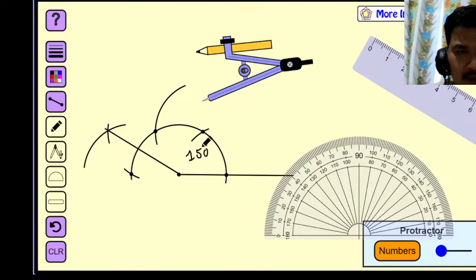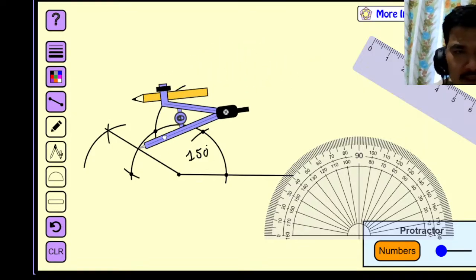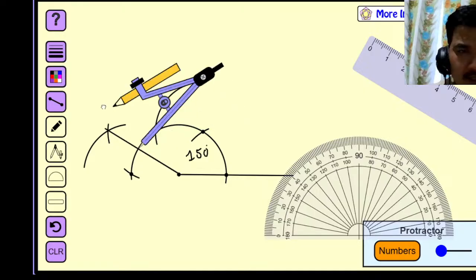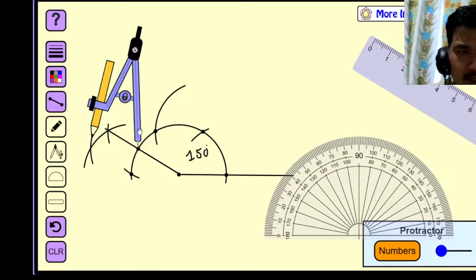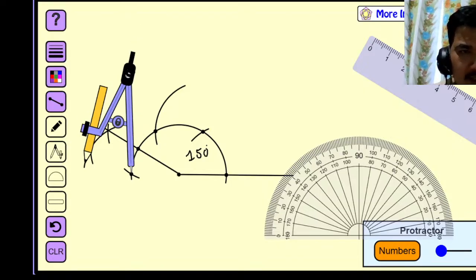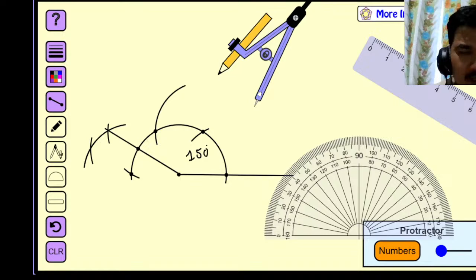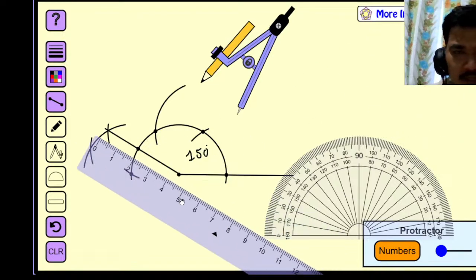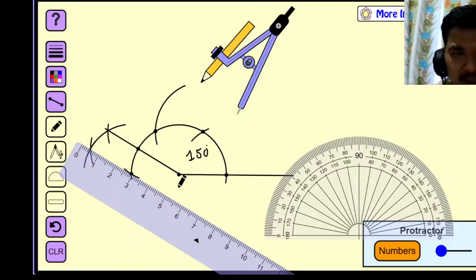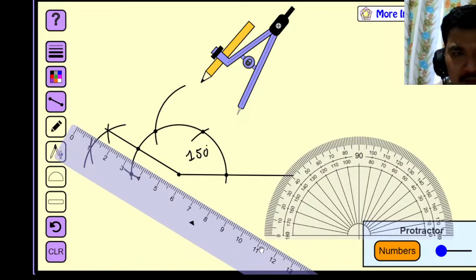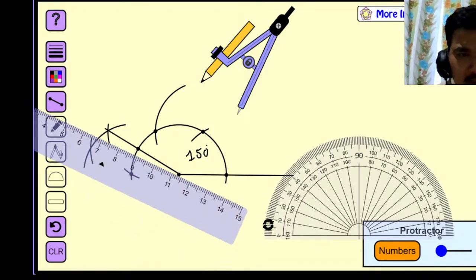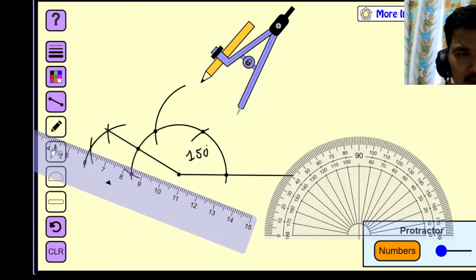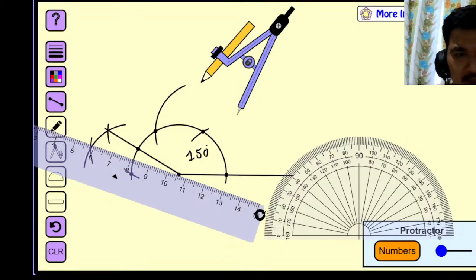Then if you cut the arc from 150 and 180 like this, wherever they cut each other, this point is known as 165. If half of 30 is 15, that means it is 165. Look here, this angle is 165.